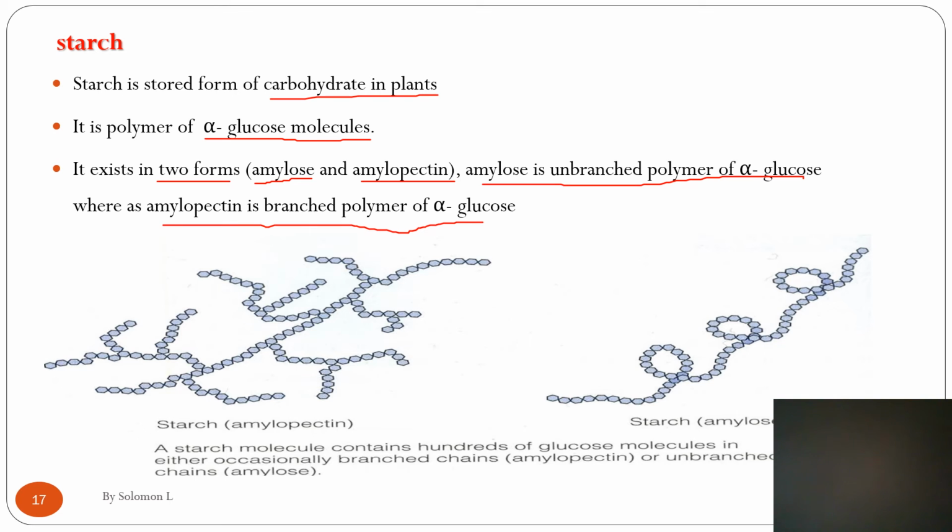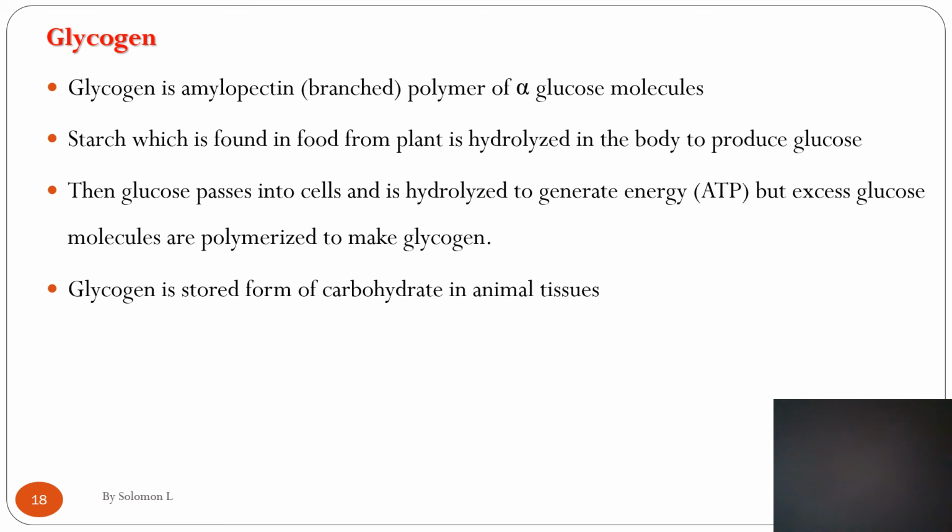You can see here amylopectin is the branched form, whereas amylose is the unbranched form. This one is the branched form because it has branches at intervals. Glycogen is another polysaccharide. It is like the amylopectin form, a branched polymer of alpha glucose molecules. Many alpha glucose molecules are joined together to make glycogen in a branched manner. However, these alpha glucose molecules come from starch. Starch is the source of these alpha glucose molecules. Then these alpha glucose molecules are polymerized back into glycogen.